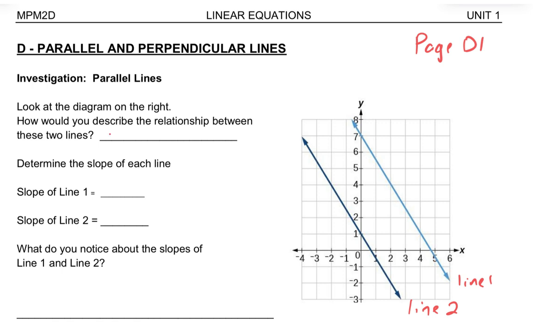These are parallel lines. And we know that they are parallel lines because they're running basically in the same direction. They're the same distance apart. They don't get any closer. They don't get any further apart. They are never going to intersect each other.